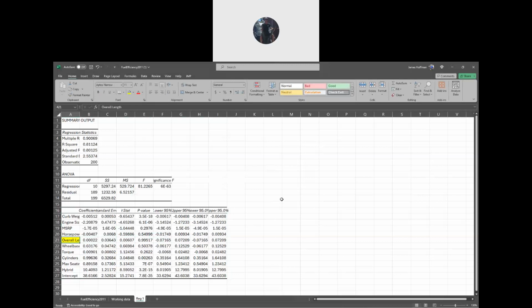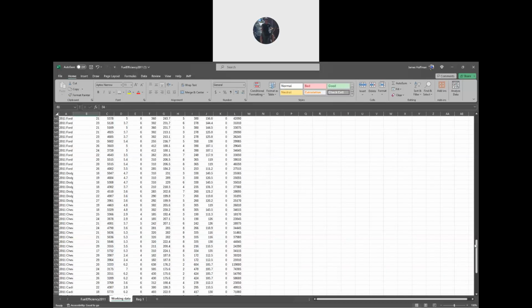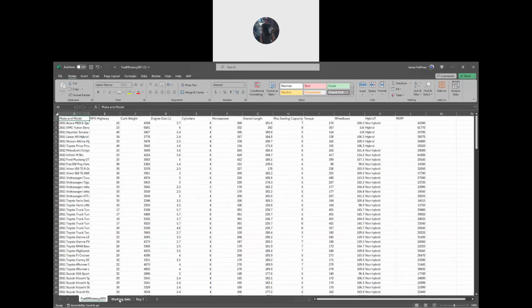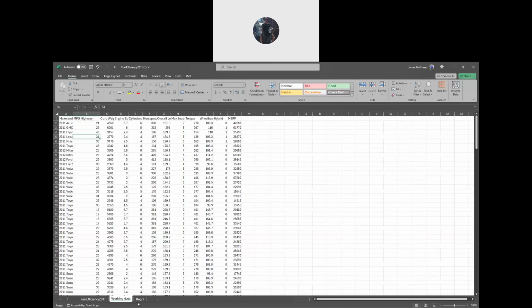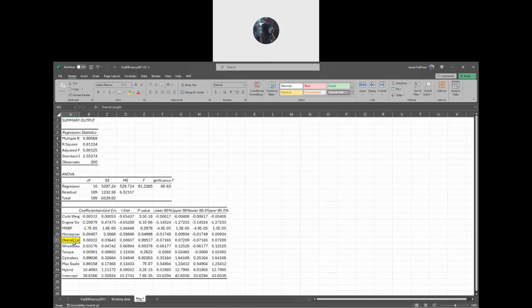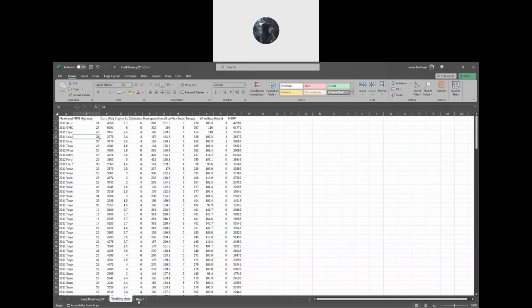Okay, and is everyone okay on this process here, reducing? Well, I'm going to take out overall length and run it again. And again, I'm going to delete it, but I have it in the master data set here. I'm going to take out overall length because it has the lowest t-stat. Yeah, right. Okay, so back to working data.